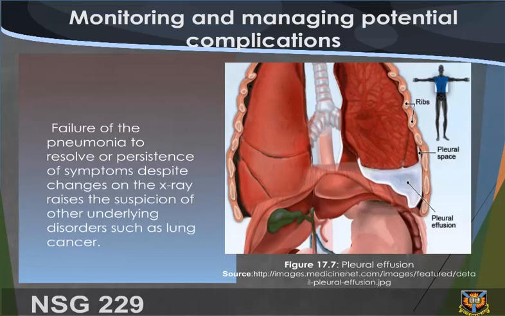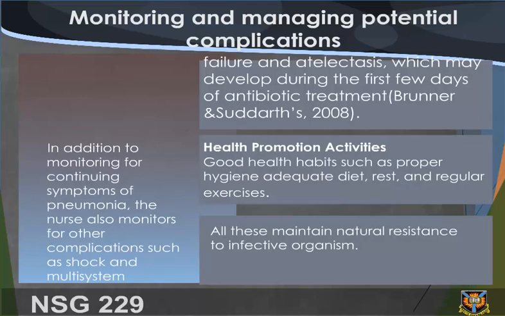Failure of the pneumonia to resolve or persistence of symptoms despite changes on the X-ray raises the suspicion of other underlying disorders, such as lung cancer. In addition to monitoring for continuing symptoms of pneumonia, the nurse also monitors for other complications, such as shock, multisystem failure, and atelectasis, which may develop during the first few days of antibiotic treatment. Brunner and Suddarth, 2008.